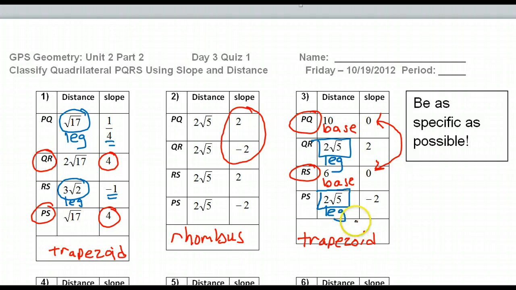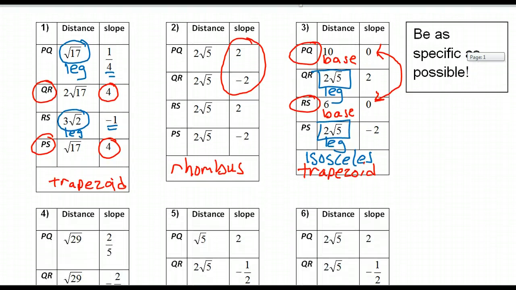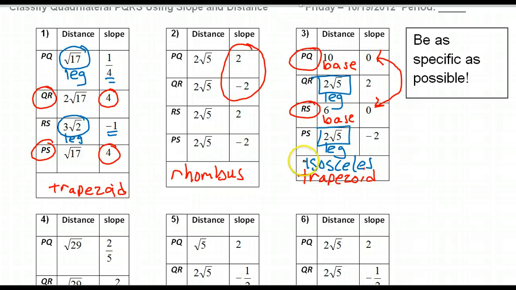Is this isosceles? Well, yeah. 2 radical 5, 2 radical 5. The legs are the same. So this is isosceles. Okay, so if you just put trapezoid and you did not put isosceles, you lost points. So make sure you follow through all the way.